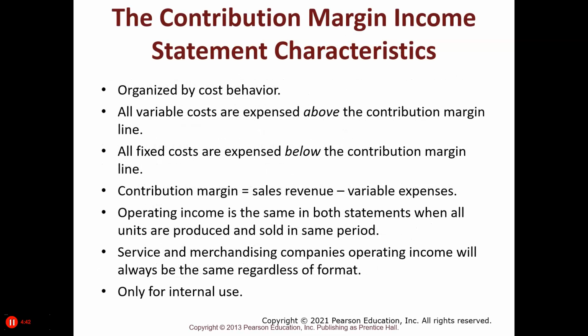So, contribution margin income statement characteristics. It's organized by cost behavior. All variable costs are expensed above the contribution margin line. All fixed costs are expensed below the contribution line. Contribution margin equals sales minus variable expenses. Operating income is the same in both statements when all the units that are produced are sold. If they're not, we can do a reconciliation to make sure we did it correctly. Service and merchandising company operating income will always be the same regardless of the format. This is only for internal use.